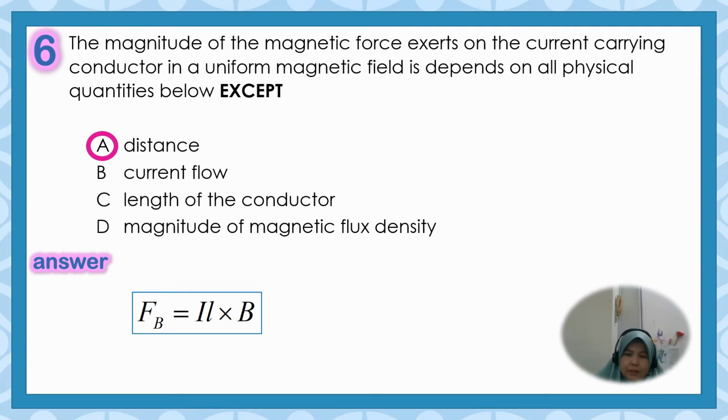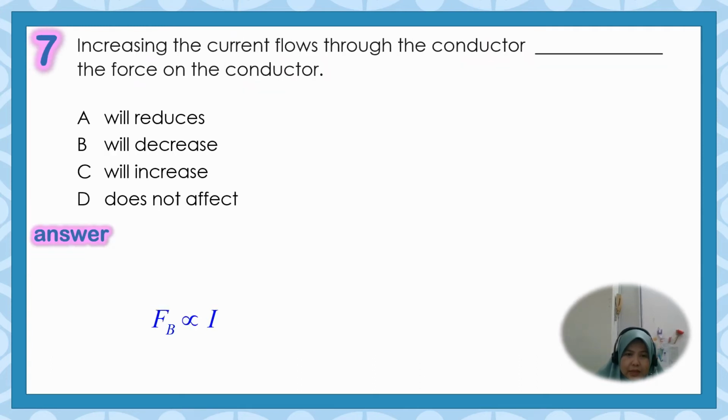And then for question number 7, increasing the current flow through the conductor dash the force on the conductor. Referring to the equation FB is equal to IL cross B, F is directly proportional to I, so it will increase the force on the conductor when the current increases.